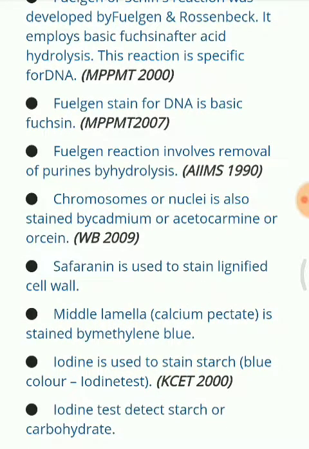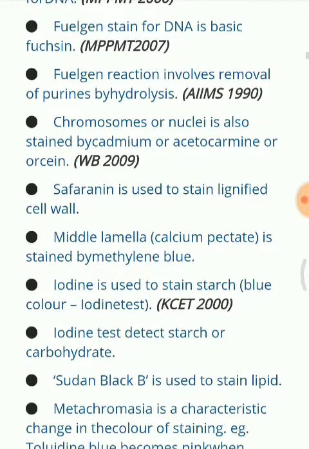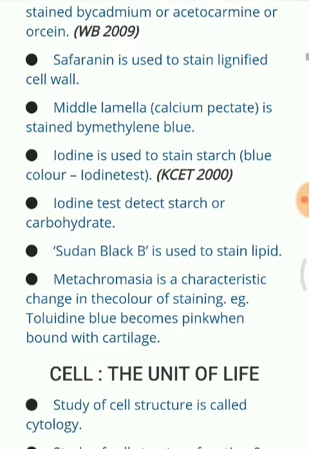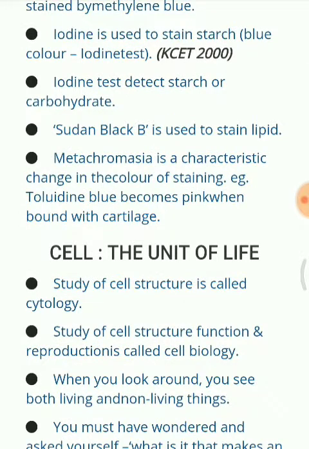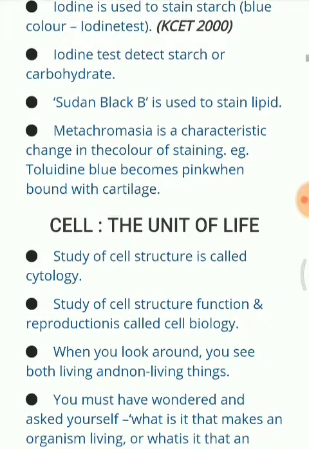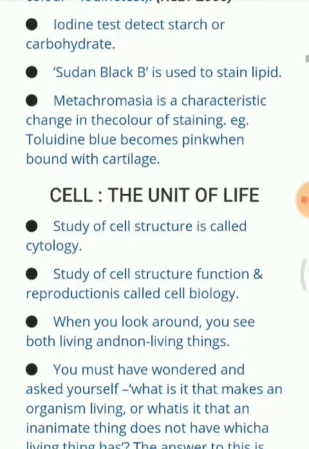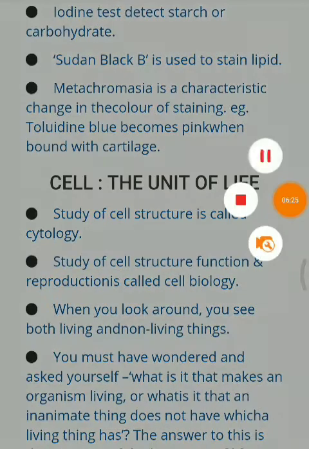Safranin is used to stain lignified cell wall. Middle lamella, calcium pectate, is stained by methylene blue. Iodine is used to stain starch. The blue color iodine test detects starch, a carbohydrate. Sudan black B is used to stain lipid. Metachromasia is a characteristic change in the color of the stain. For example, toluidine blue becomes pink when bound with cartilage.